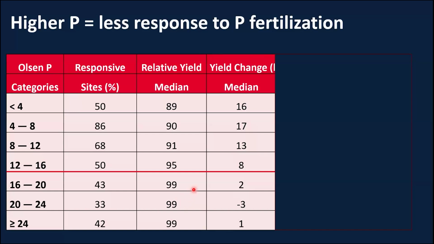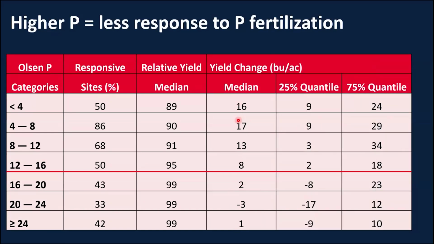This is the part that's interesting to me, looking at the yield change. This is the median yield change, that middle value. As we go lower, we have a 16 bushel increase on average, then 17, 13, and then it starts to decrease. Around 12 to 16, we're seeing an 8 bushel change. Once we go above that 16 threshold, it goes down to 2, 3, or 1. So yes, there's a chance of seeing a response, but that yield change is pretty low. And this is the median value.